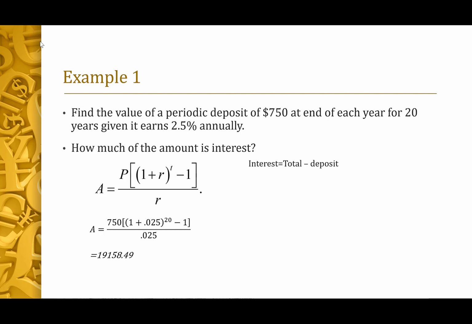So what we need to find out is interest, which will be the total that we have minus the amount of money that was deposited. To figure out our deposit, we say we paid $750 20 times, which is $15,000. Then the interest will be our total, $19,158.49, minus the $15,000, which says we earned $4,150.49 in interest. So remember, total minus deposit, there's your interest. This will come up multiple times as we're doing this.